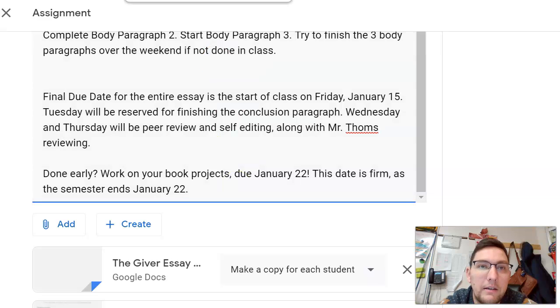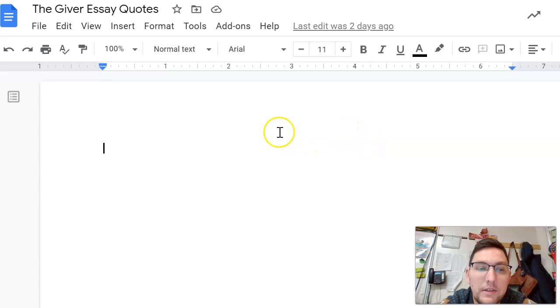Okay, so let me explain what these 2 documents are here for. The Giver essay quotes: the purpose of this document is to go and find throughout the novel evidence that you're going to use to support your argument. Now, of course, you're not just going to go find any random stuff. So we'll talk in just a second about what you're finding evidence for.